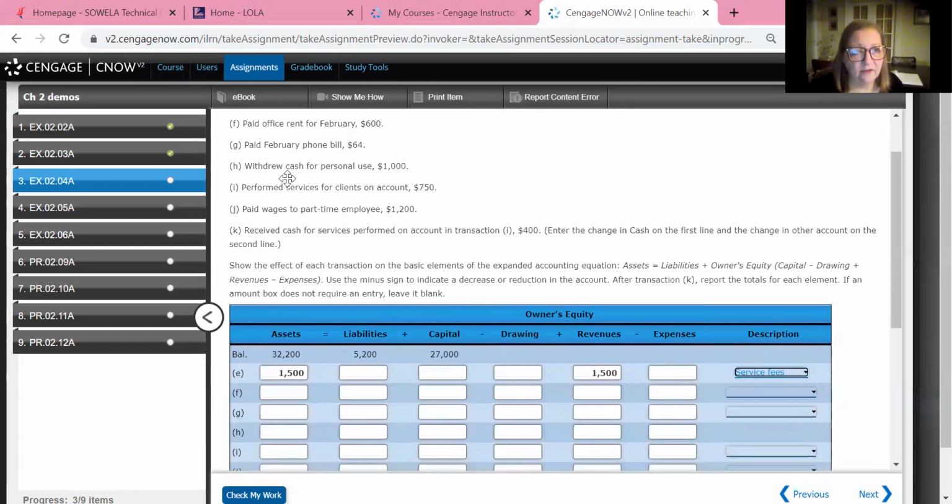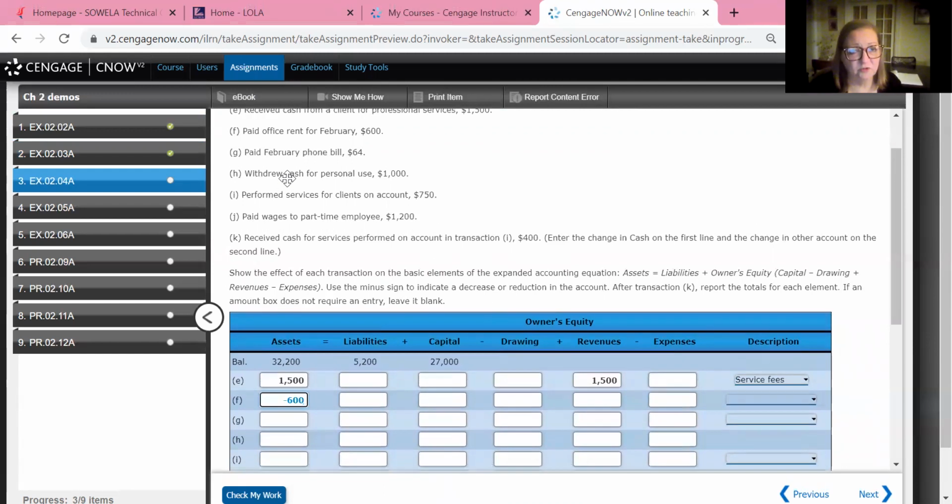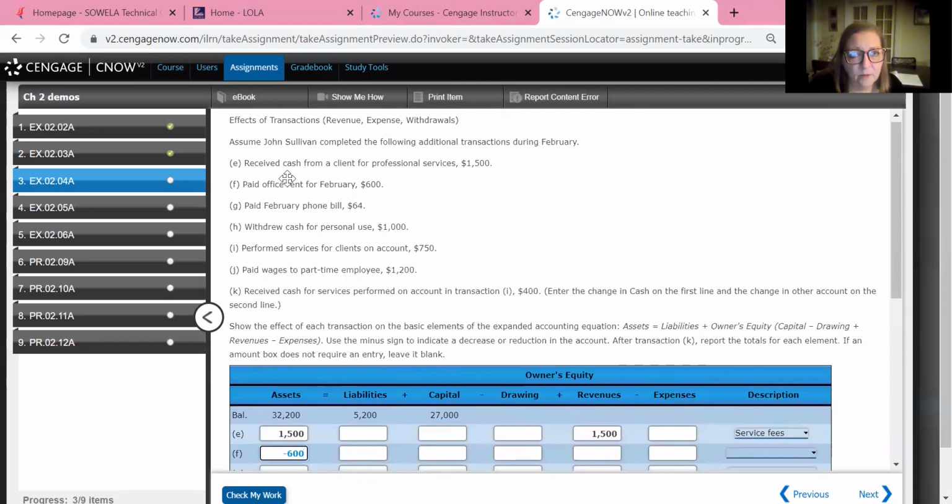Then that's E. F, paid office rent for February, $600. Oh, we paid something. That tells me that it's going to be a negative $600. The $600 we paid means $600 decreasing in assets. And if you're dealing with just the cash account, it would be a $600 decrease. We paid the rent for February. Is this February that we're working?